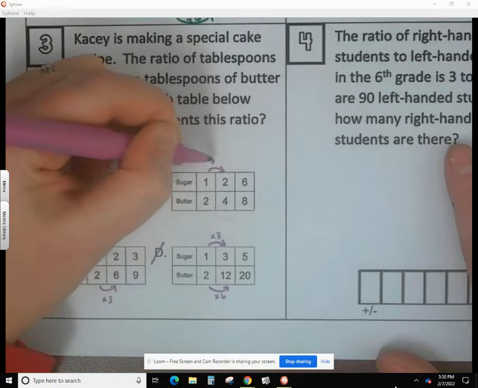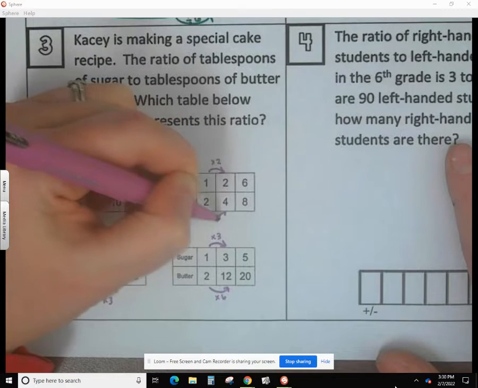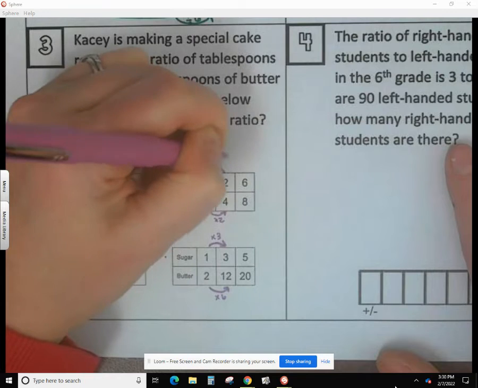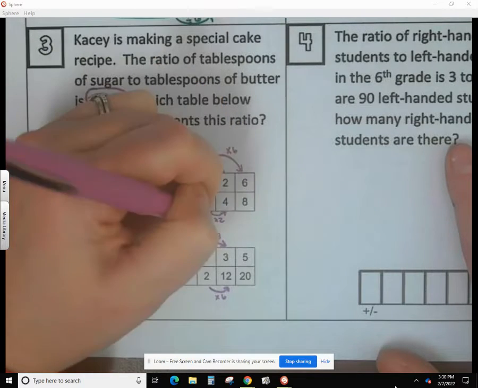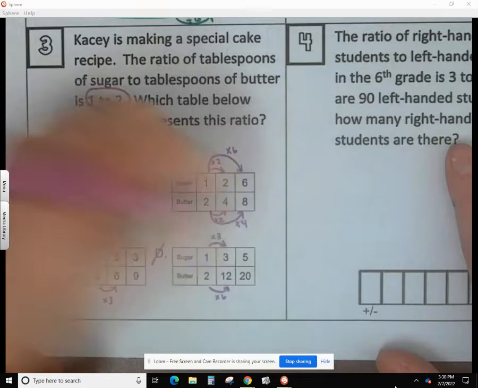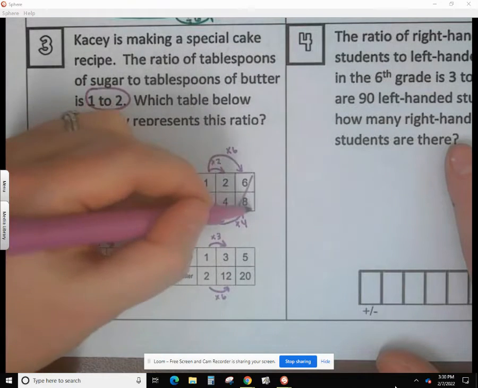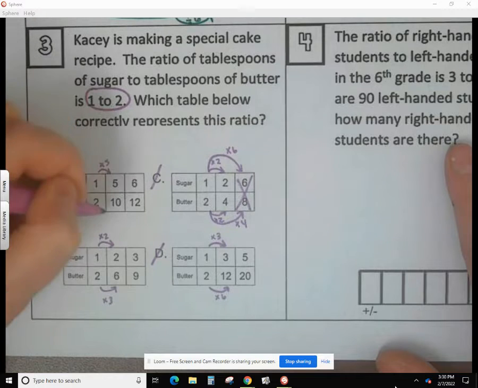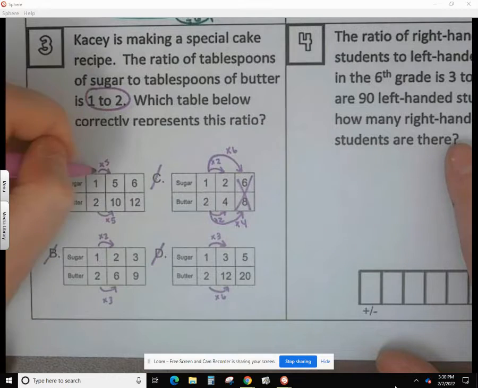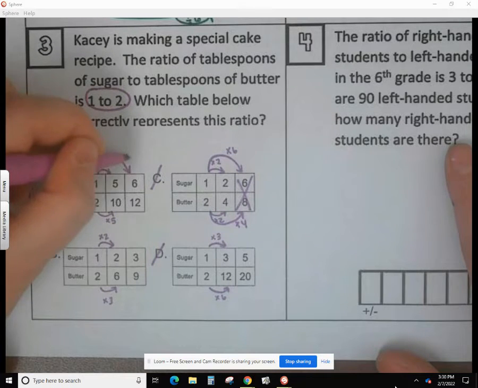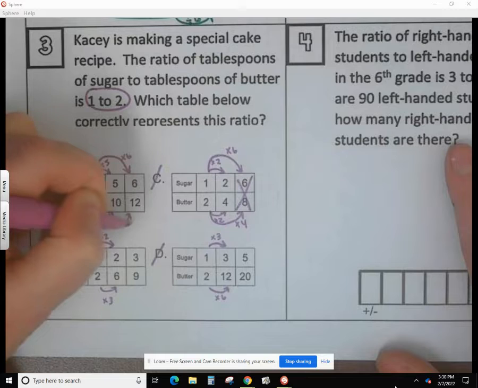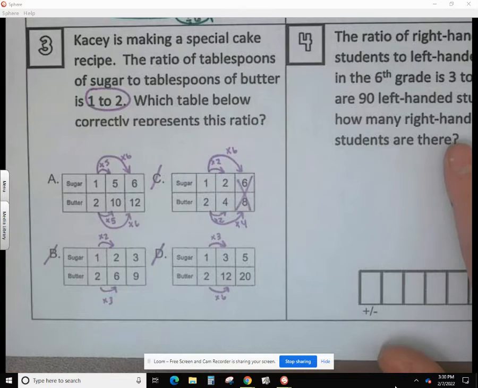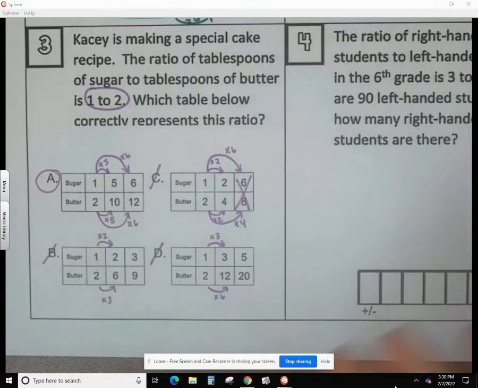Here we have times 2, so that looks good. But if we look from here to here, it's times 6, and from here to here, it's times 4. So that part doesn't look good. Right here we have 1 times 5 is 5, 2 times 5 is 10, so that looks good. 1 times 6 is 6, 2 times 6 is 12, so that also looks good. So the only one that has that same ratio throughout is answer choice A.